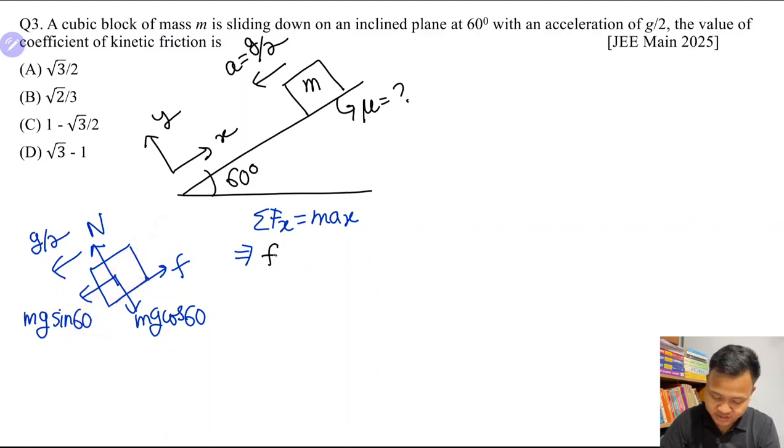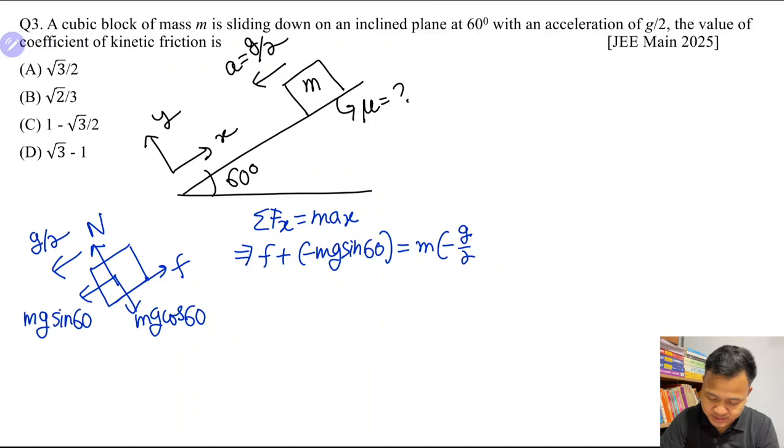F is plus. I will use the blue color. F equals f minus mg sin 60, so minus mg sin 60, and this equals m into minus g by 2. The acceleration is g by 2 in the negative direction as per our sign convention. The friction force is mu into N, and N is mg cos 60.